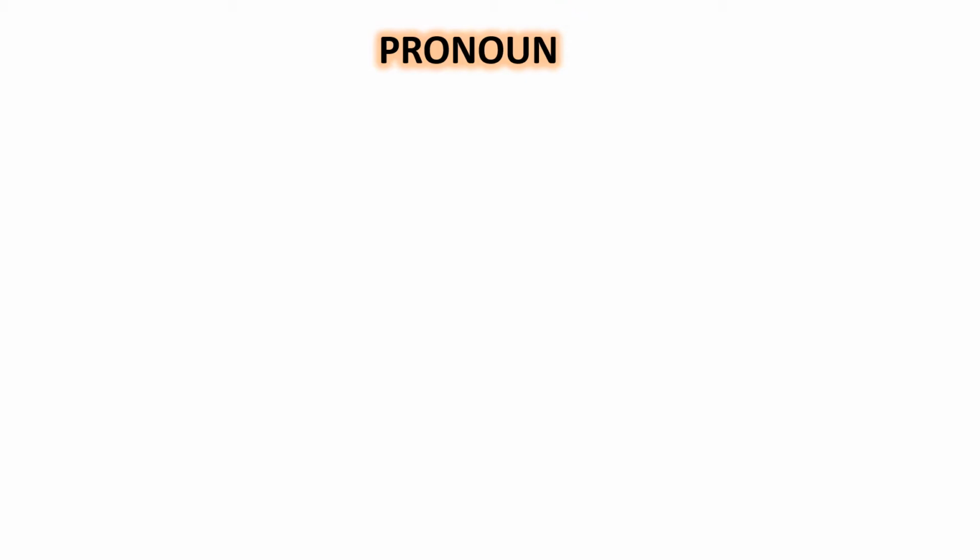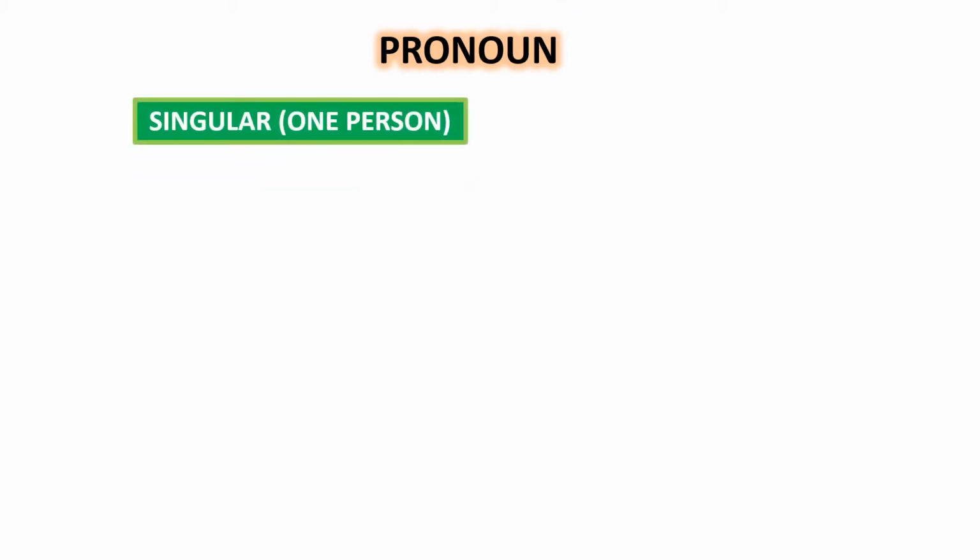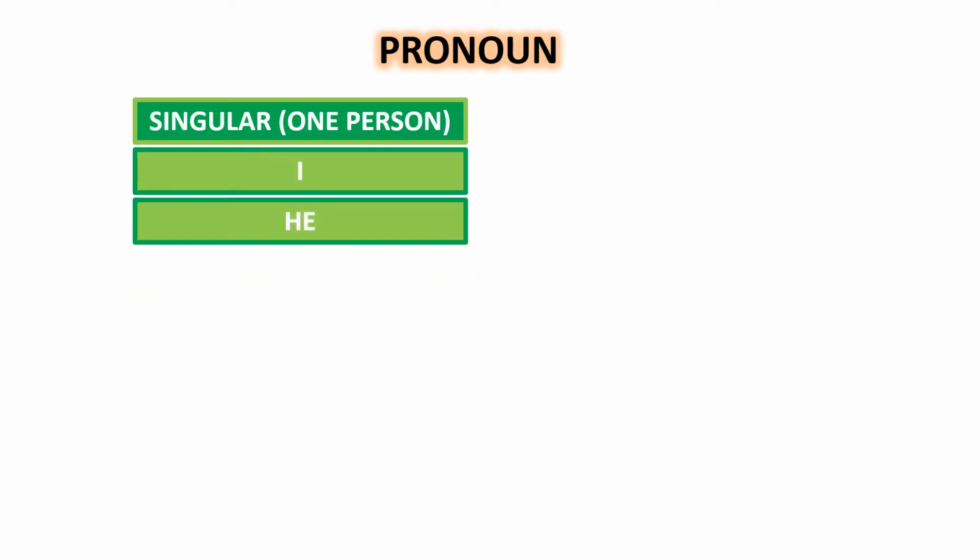Okay, so let's learn about pronouns. What is a pronoun? You might have learned this before in year 1, year 2, or maybe year 3. There are two types of pronouns. The first one is singular pronouns. Singular pronouns are for one person. When we talk about one person, we use I, he, or she.